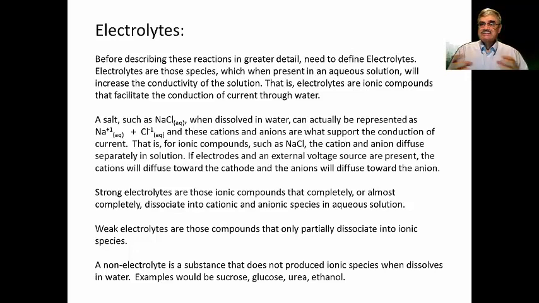The cations and anions can then conduct electricity by diffusing around separately from one another in the solution. If two electrodes, a positive electrode and a negative electrode, are inserted into the solution and a voltage source is applied, the cations will diffuse towards the cathode and the anions will diffuse towards the anode.